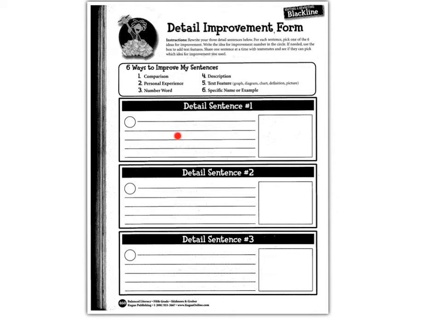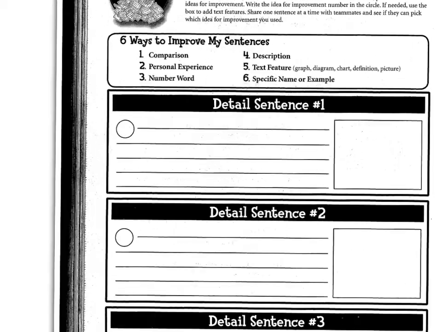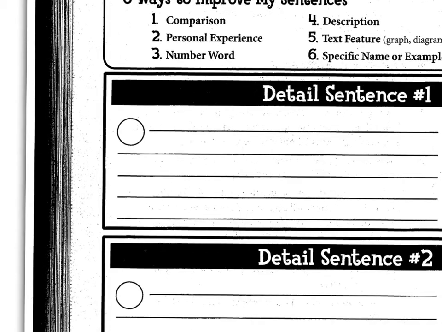You can tell me how you're going to make the improvement, or if it's a picture or a chart or a diagram, you can put it here. So for example, if I decided I wanted to do a text feature, what I would do is in this little circle, I would write the number. And then I would write what I'm going to do.